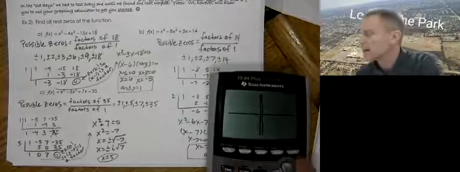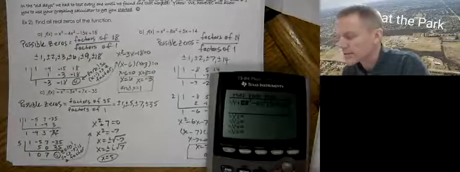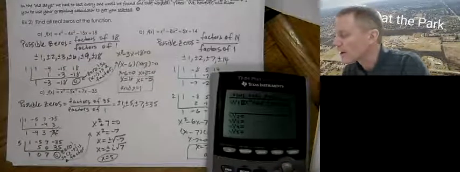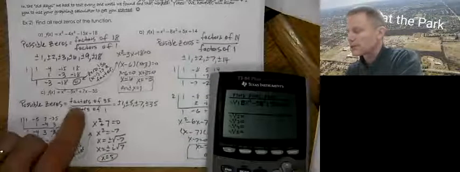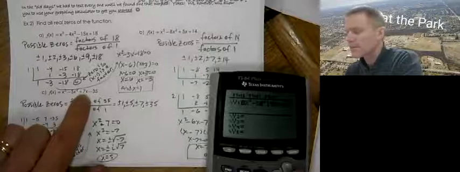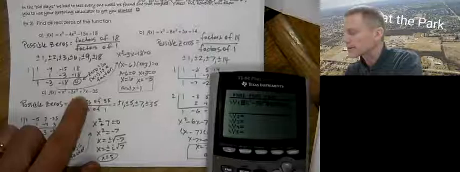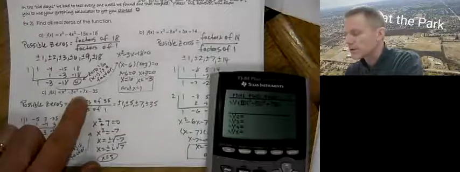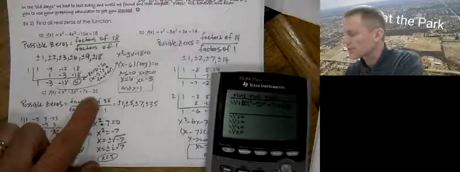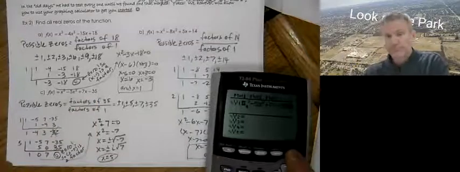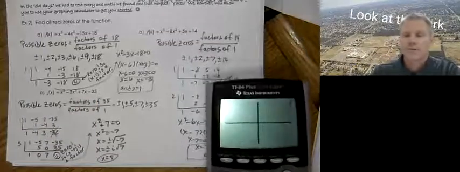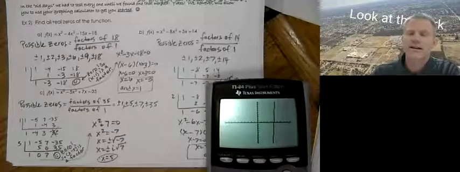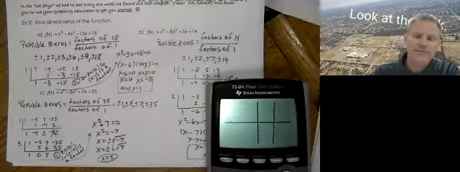Did I make a mistake? Let's go back and check. Oh, I said 4, but this should have been 5. Oh, I typed in the wrong equation. I'm sorry. X cubed minus 5x squared plus 7x minus 35. That's kind of important, that you type it in right. Let's try that one. We're expecting it to cross at 5. There it is. It crossed at 5.